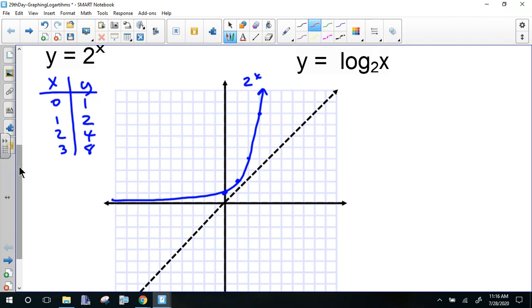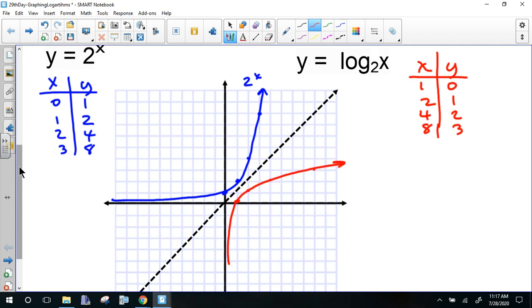If we want the inverse, we don't really need to do an XY table for log base 2 of x. We can just flip these points over the line y equals x. In other words, the x and the y switch. So it'd be 1, 0, 2, 1, 4, 2, and 8, 3. So this is log base 2 of x. If you fold this graph along that dotted black line, those blue and red graphs would meet.